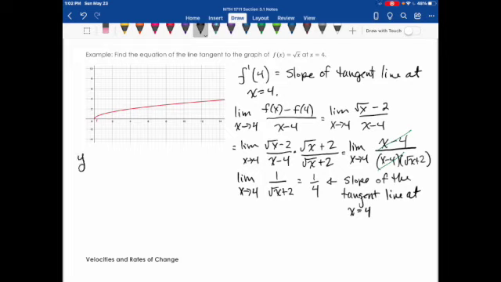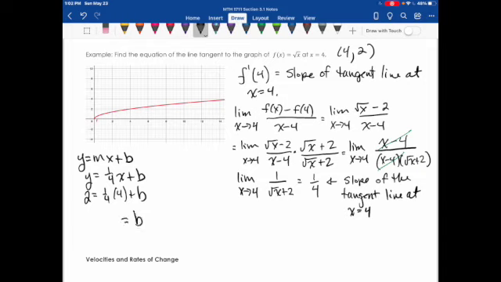At x equals 4. So here's my general equation of a line. I'm going to plug in 1/4 for my slope. And now I need to plug in a point, and we want to make sure we're picking a point that's on the tangent line. So we're going to use our point of interest, which is 4 for x, and when I plug in 4 to the function, my corresponding y value would be 2. So I'm going to plug in 2 for y, 4 for x, and I'm going to get that b is 1.